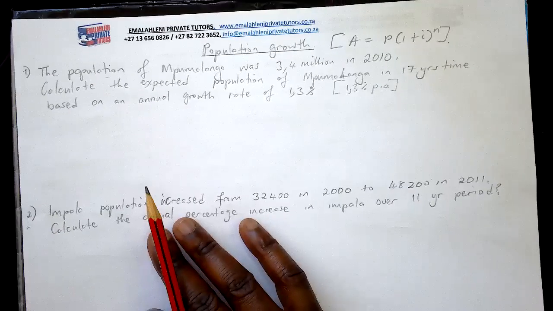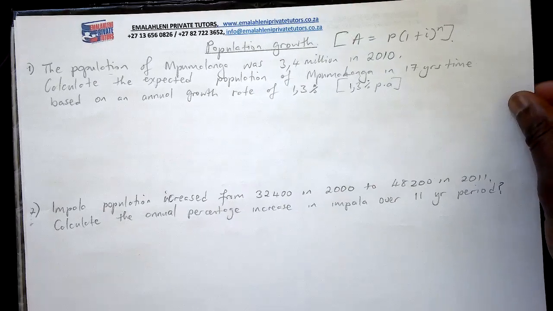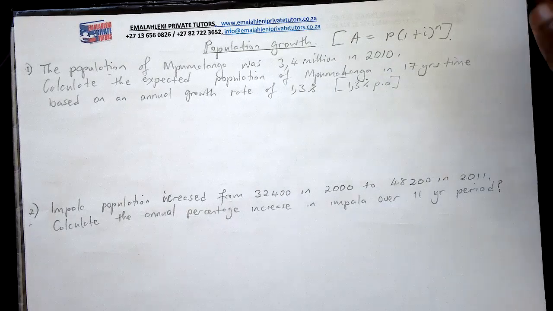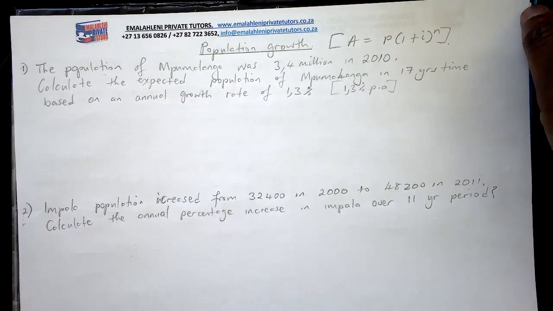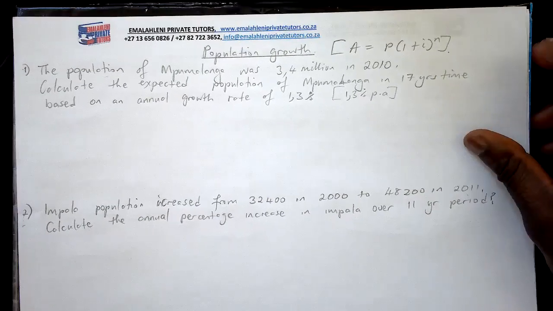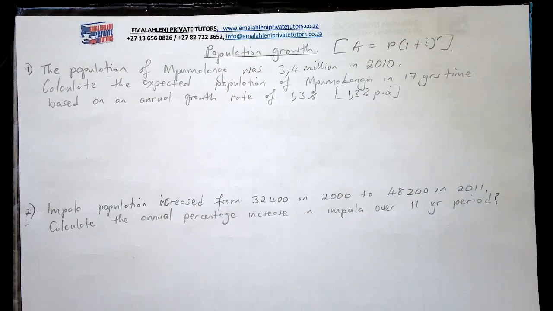Now let's move on to what we call population growth. Population growth, again, you're still using the same formula. The way population grows, the way inflation grows, actually behaves as what we call the compound formula. So use the same thing, the compound interest formula, that's what you use.